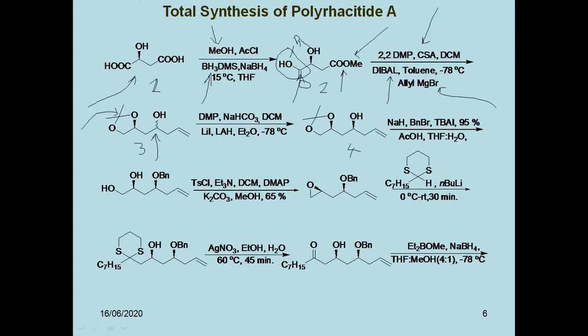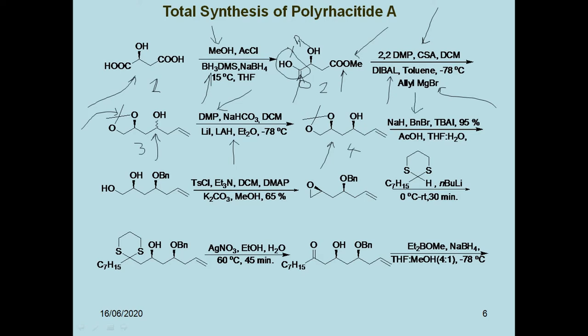So subjection of this alcohol to DMP oxidation, you see here DMP will convert alcohols to aldehydes. Primary alcohol it will convert into aldehyde, secondary alcohol it will convert into keto group. Then treatment of this keto compound with lithium iodide LAH, you will get 1,3-syn reduction. This is a methodology reported by Arun Ghosh. So after treating this ketone with 1,3-syn reduction, you will get exclusively the required diol. So anti alcohol you are getting.